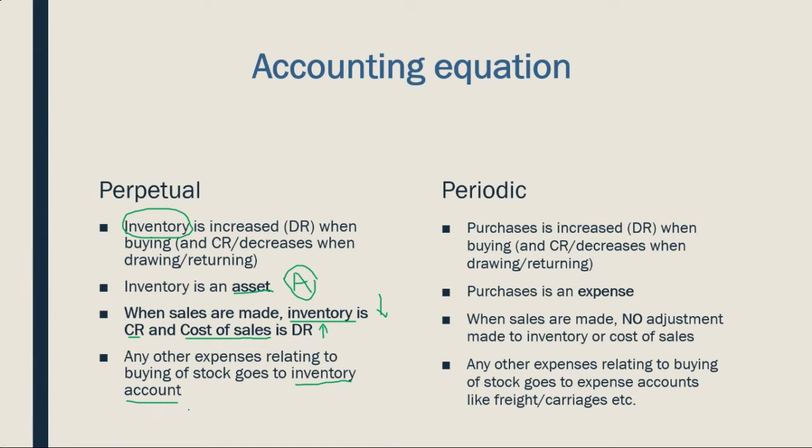The periodic system, on the other hand, we take it to the purchases account. Now, what is different there is the purchases account is actually an expense account, whereas the inventory account was an asset account. Now, this expense account actually affects the owner's equity under our accounting equation. So it will decrease our owner's equity if we purchase stuff, and when we return it, it will increase it.